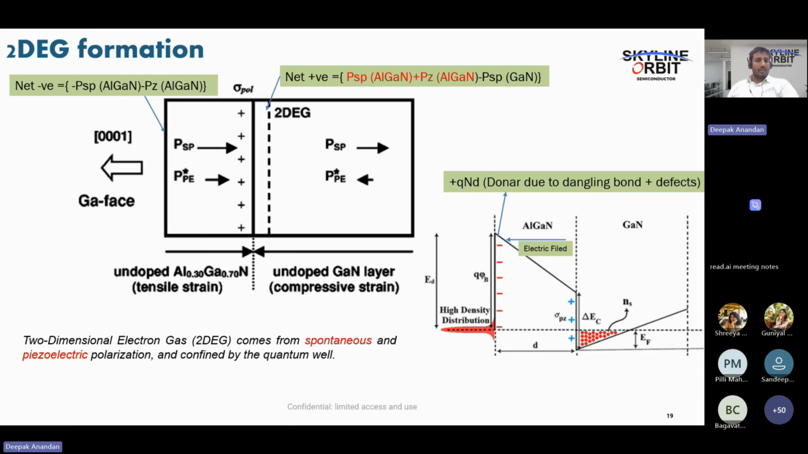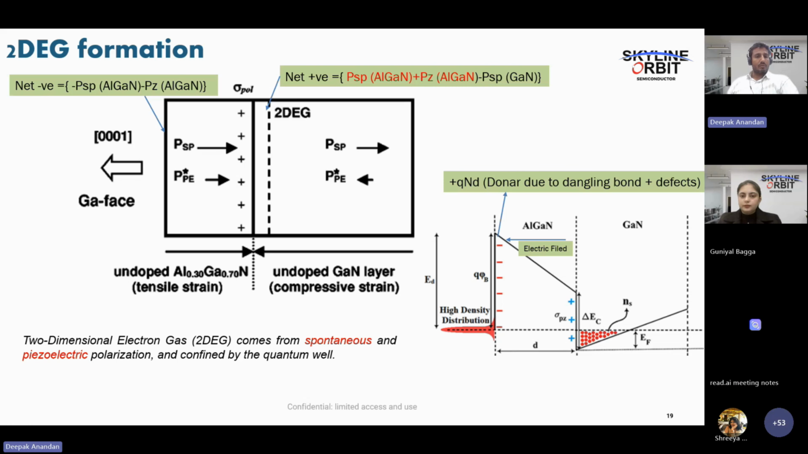On the top it is negative, here it is positive. And for gallium nitride, it is negative here and positive here. But here the net polarization field will be positive, because the spontaneous and piezoelectric polarization of aluminum gallium nitride is much higher compared to the spontaneous polarization of gallium nitride. So positive dominates here, which attracts the electrons, pulls the electrons here.